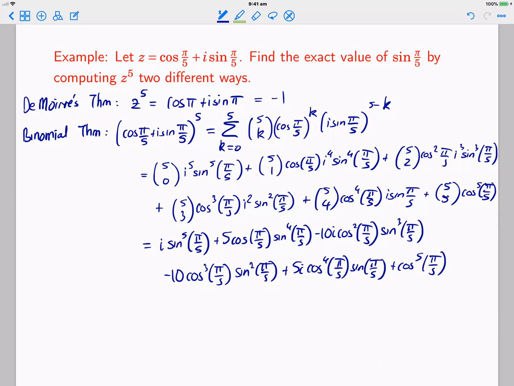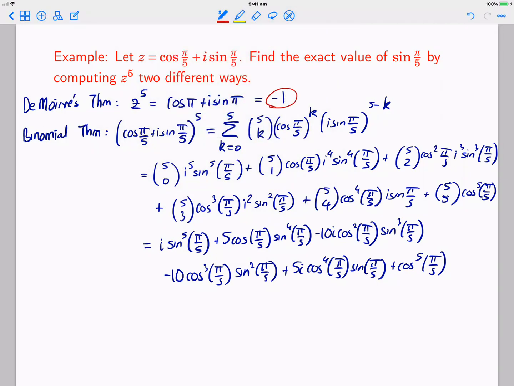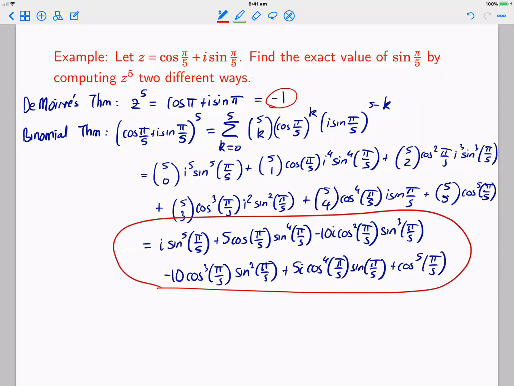Right? I get this. Now notice what's happened. I've evaluated z to the power of 5 two different ways, and I got two different expressions. I got this, and I got all this. Now if you think about it, logically they have to be equal, because they both equal z to the power of 5. So that big thing that I circled, all of that equals negative 1.